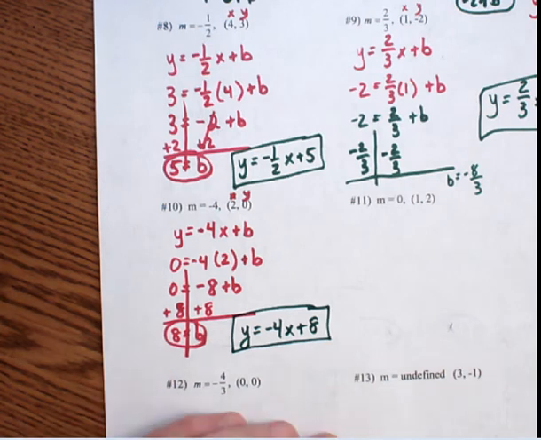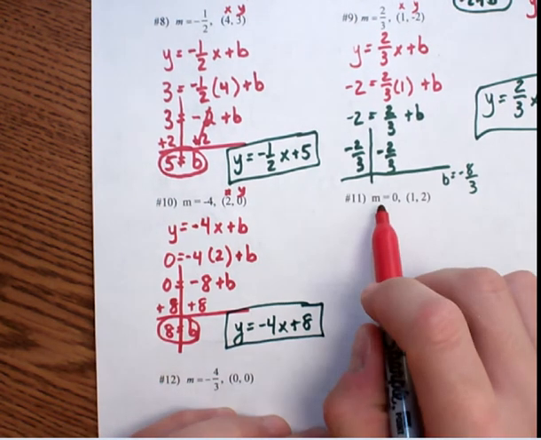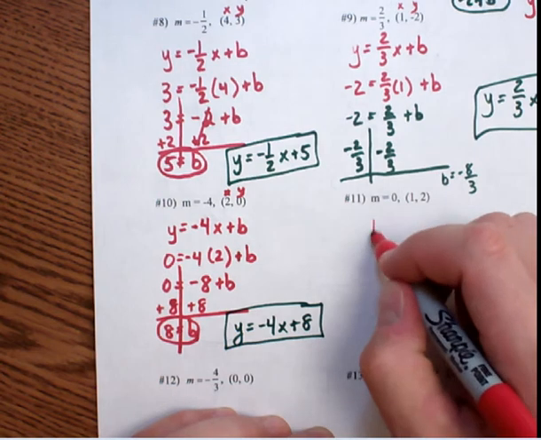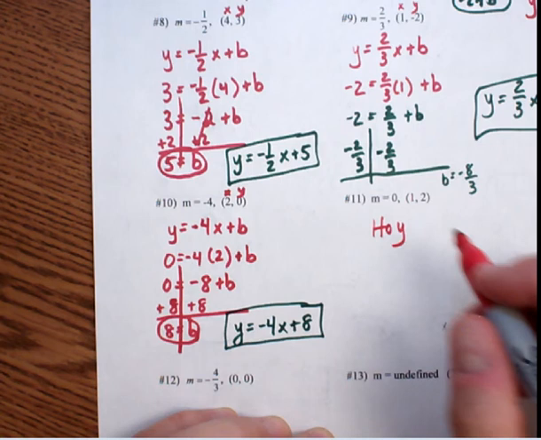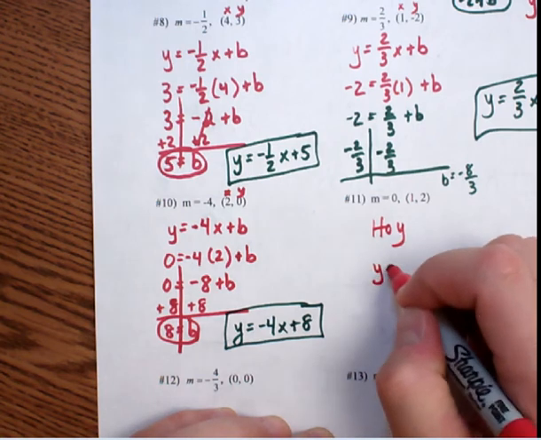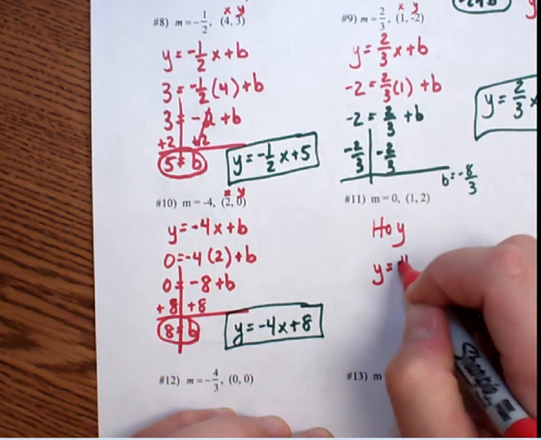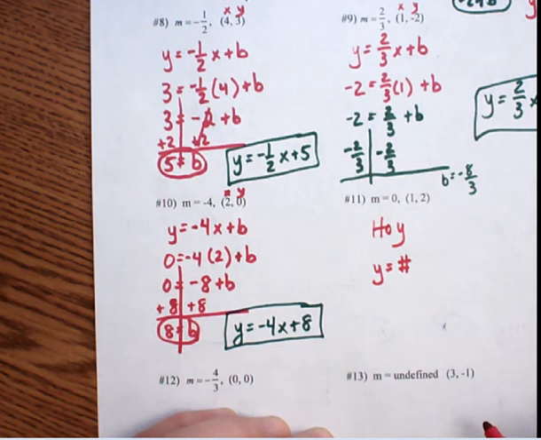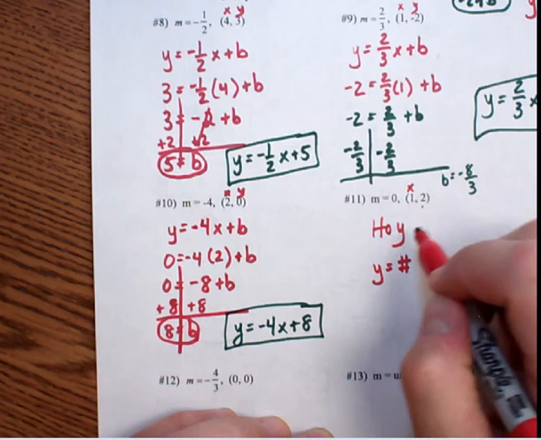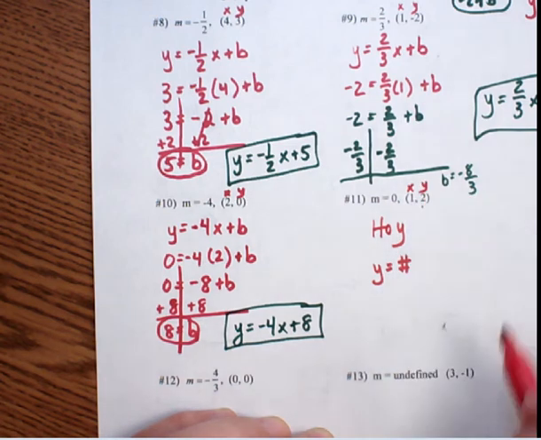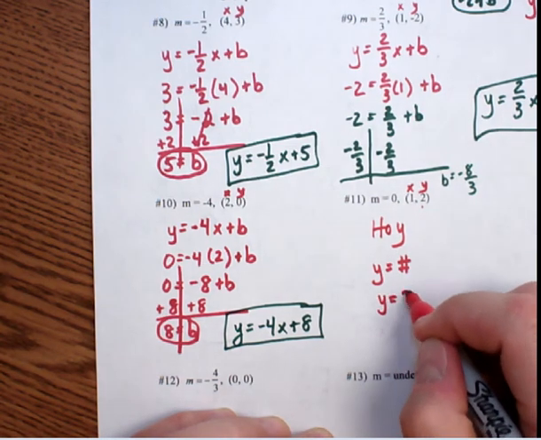Number 11 is a special case. m equals 0. That's a horizontal line. Now the equation is y equals some number. Well, what's the y value? If I look at the ordered pair (1, 2), 1 is x and 2 is the y. So the answer is y equals 2.